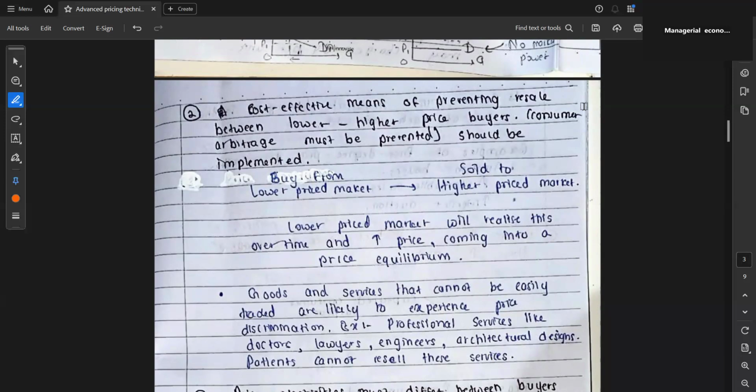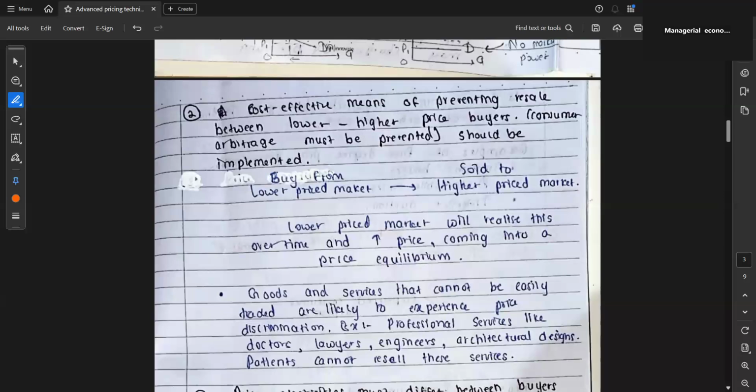If that occurs, after a certain time the lower priced market will be aware of this and they will increase their prices, and eventually these markets will come to an equilibrium and there will no longer be price discrimination. So goods and services that cannot be easily traded are likely to experience price discrimination.